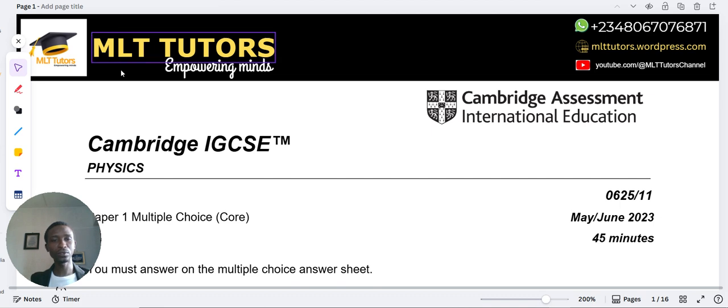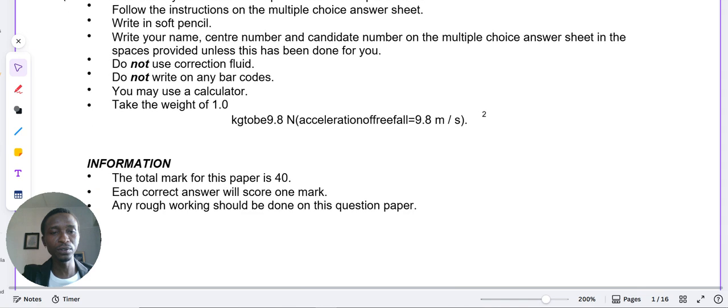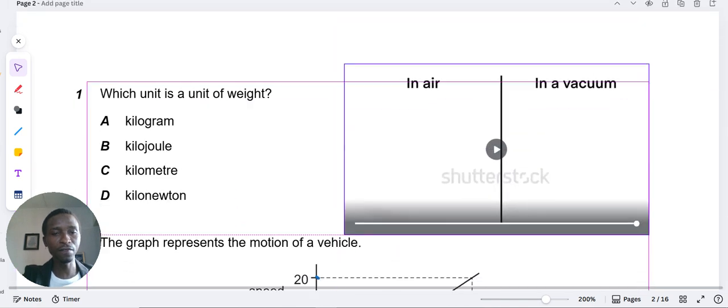Today's session will focus on Cambridge IGCSE past question, precisely Physics, May-June 2023. Without wasting time, let's quickly dive into details. And we have the first question.